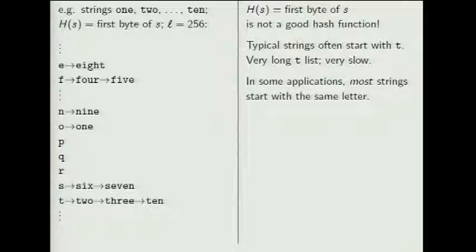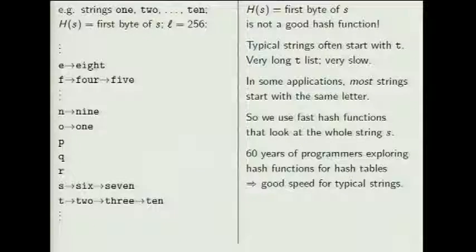In some applications, practically every string that you hash has some fixed first byte, and then you're going to have all of those strings piling up on a certain linked list. No matter how many linked lists you have, if you've got some hash function which does a bad job of distributing your strings through the linked lists, then you're not going to get good performance. Linked lists are slow.